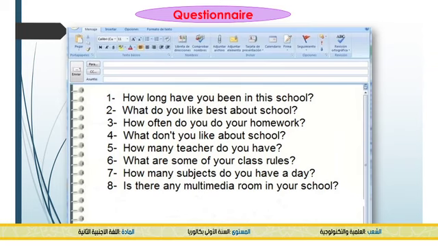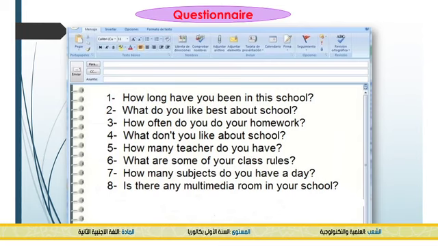Question number 6, what are some of your class rules? So, of course, whenever you start a year with a teacher, he or she shows you some rules, or let's say norms, not rules, okay, to agree on. Of course, you still remember some. So try to mention those rules.